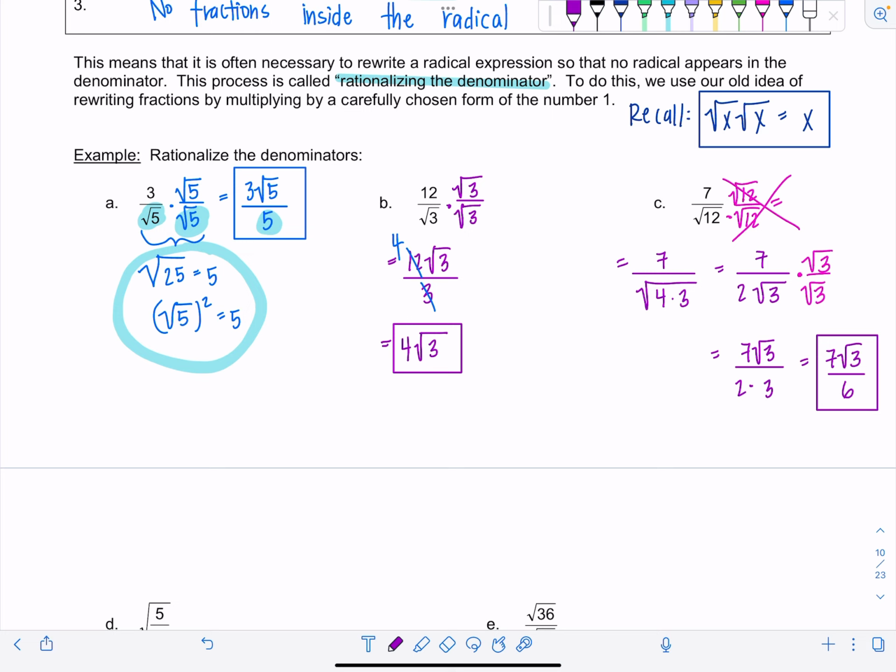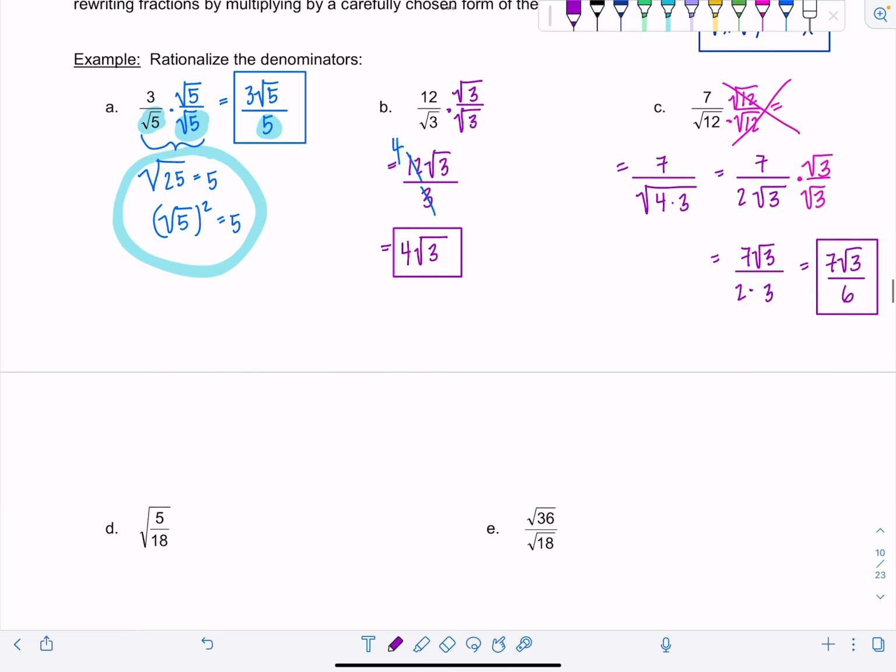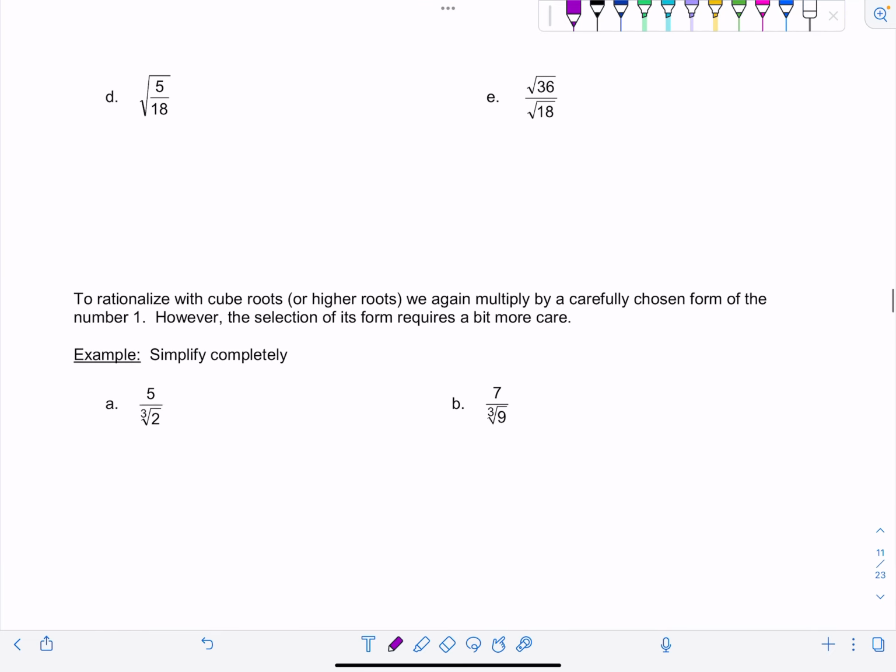Good? Oh, wonderful. Okay. Let's look here. Rad 5 over 18. Well, 5 over 18 doesn't reduce. And remember, one of our rules for simplifying is there's no fractions allowed underneath the radical. So let's go splitting these guys up. We're breaking them up. Rad 5 doesn't simplify. Does rad 18 simplify? Yes, it's 9 times 2. So this is rad 5 over 3 rad 2.